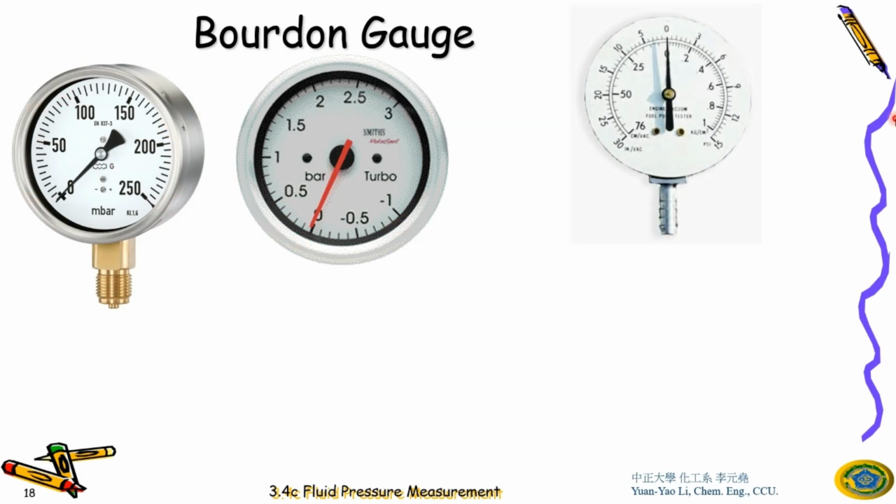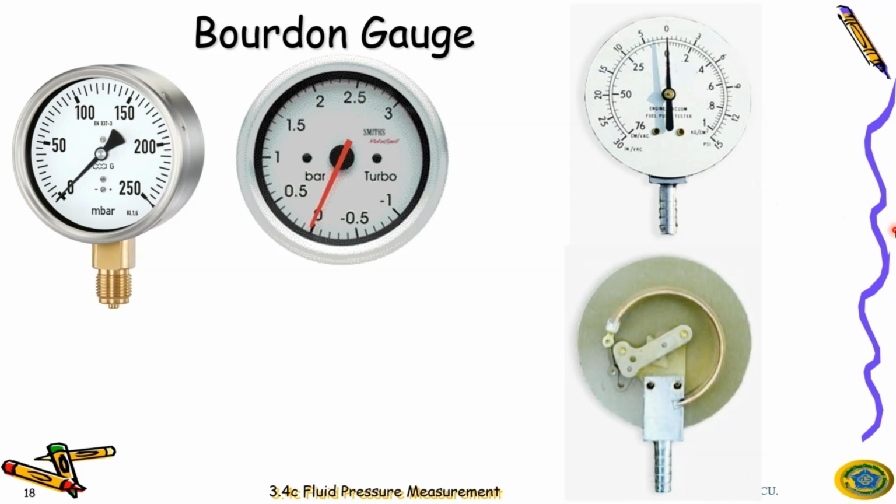So what is a Bourdon gauge? If you open the case, you will see something like this in the front, and if you look at the back, you will see a kind of tube, called a Bourdon tube. This is the gas input. You can suck the air out or put the air in. If you put the air in, the pressure will increase. If you suck the air out, the pressure drops.